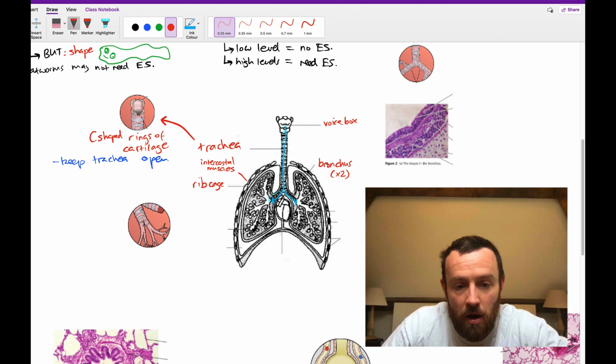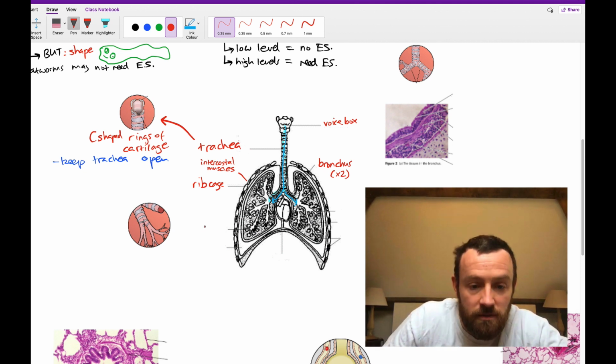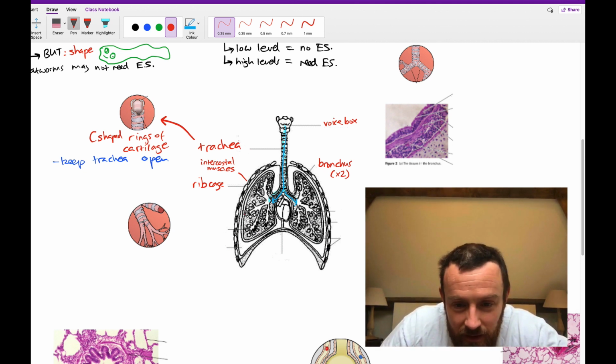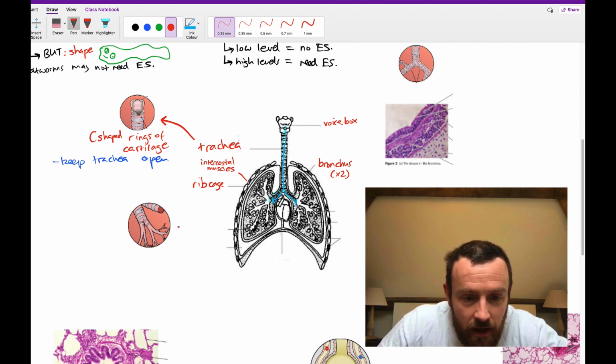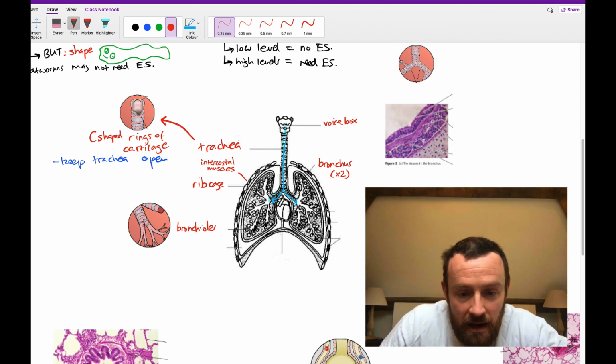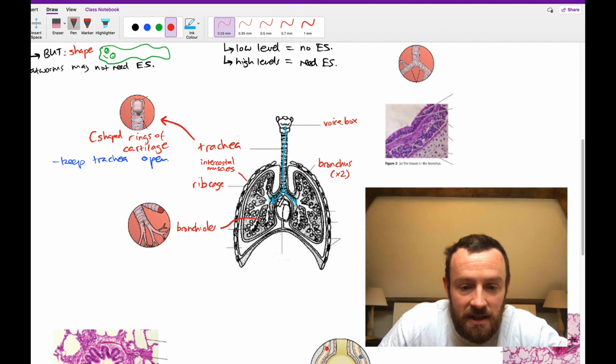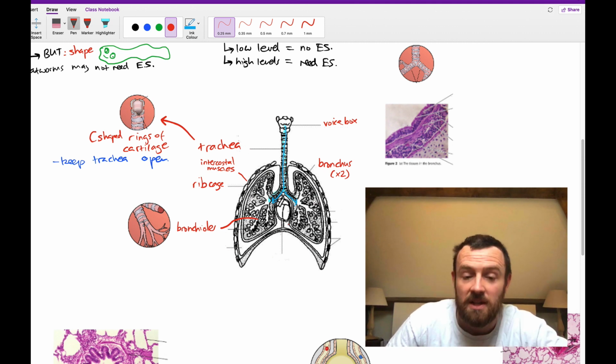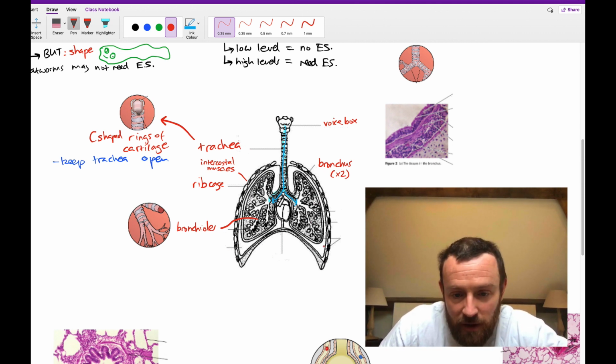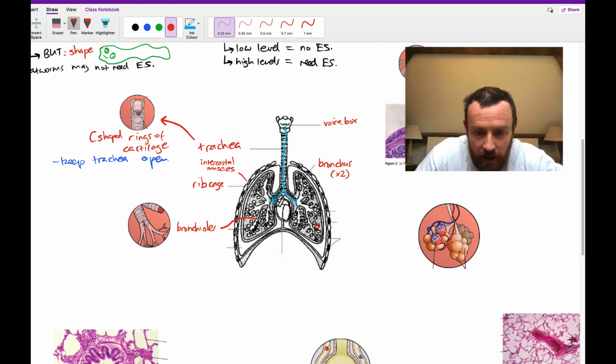Okay, so once we go past the bronchus, we get to the bronchioles. I'm going to label them over here. It's this tube. So we go from bronchus into smaller tubes called bronchioles, and at the very end we get to the alveolus, which is this little circular bit here. So I'm going to label there. So that's the alveolus.